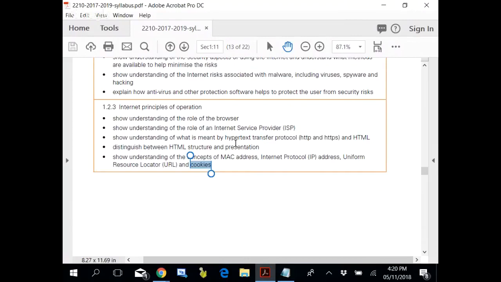So cookies are used for online shopping. Cookies do not record any personal information you enter, but they do record personalized choices.